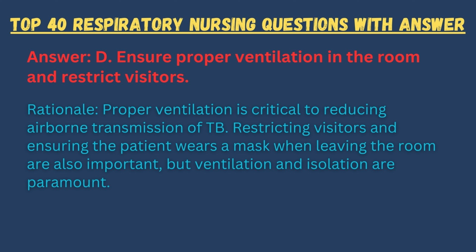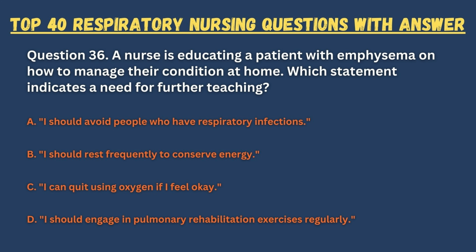Rationale: Proper ventilation is critical to reducing airborne transmission of TB. Restricting visitors and ensuring the patient wears a mask when leaving the room are also important, but ventilation and isolation are paramount. Question 36. A nurse is educating a patient with emphysema on how to manage their condition at home.